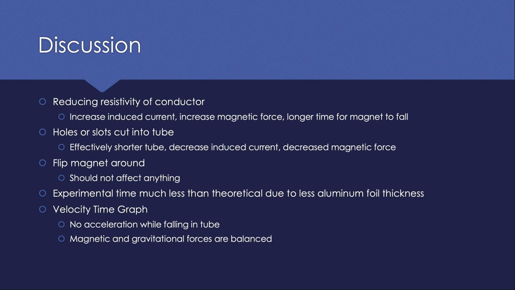The experimental time to fall through the tube was much less than the theoretical time, because the aluminum foil on the tube in the real-life experiment was not very thick. The velocity time graph shows that there was no acceleration while the magnet was falling through the tube, which means that the magnetic and gravitational forces were balanced.